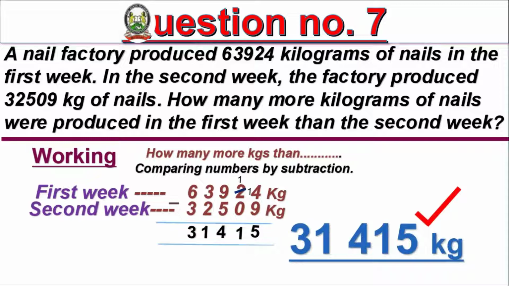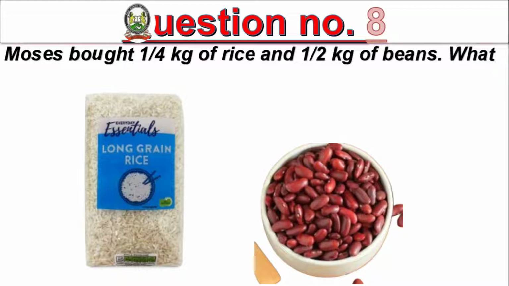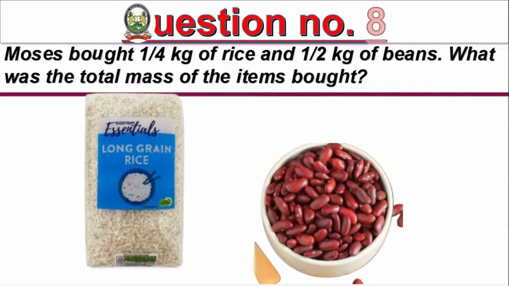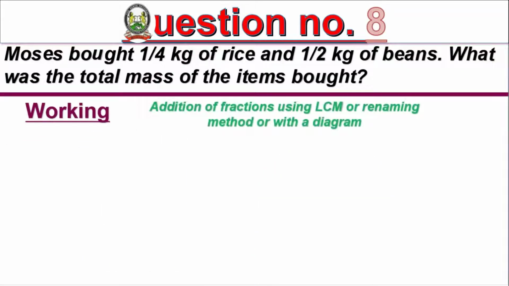Question number 8. Question number 8 says, Moses bought 1/4 kilograms of rice and 1/2 kilograms of beans. What was the total mass of the items bought? So Moses bought 1/4 kilograms of rice and 1/2 kilograms of beans. Okay, this is workable. So addition of fractions.